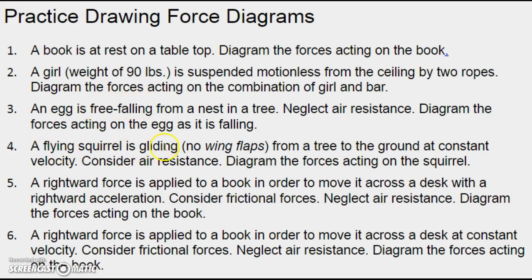Number 4, a flying squirrel is gliding from a tree to the ground at a constant velocity. Consider air resistance. Consider means air resistance is in your equation. Number 5, a rightward force is applied to a book in order to move it across a desk. Consider frictional forces. Neglect air resistance.